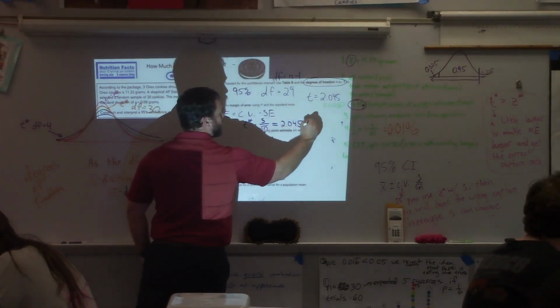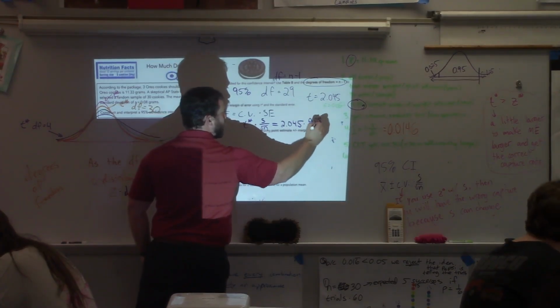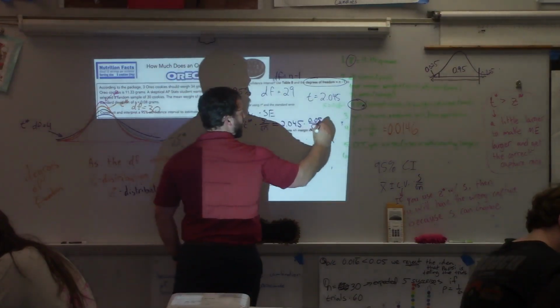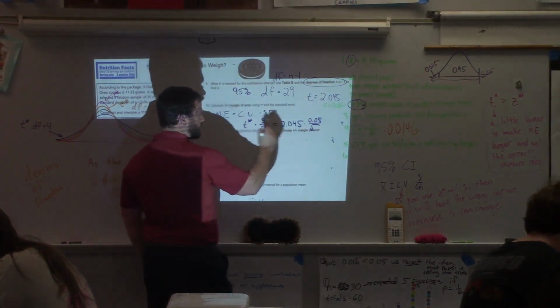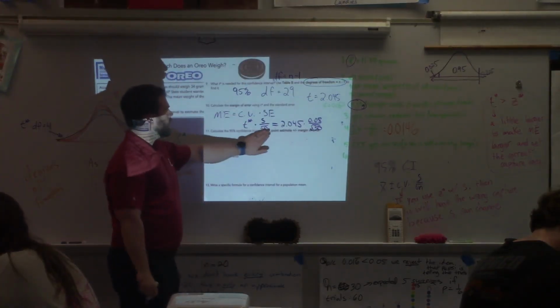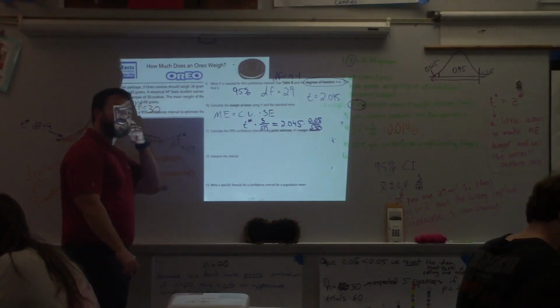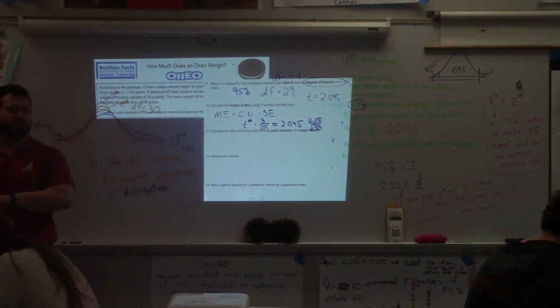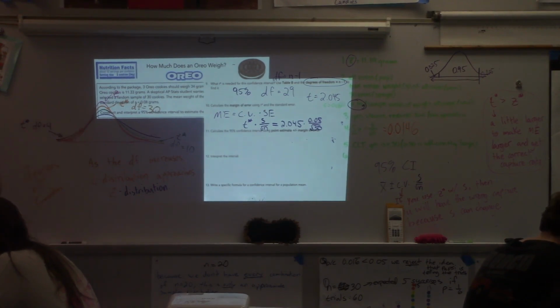2.045 times 0.08 divided by square root of what? 30. Oh, wait, sample size, right? Be careful and please do notice the difference between n and degrees of freedom. We do use n in that standard error formula, and they tell us that.